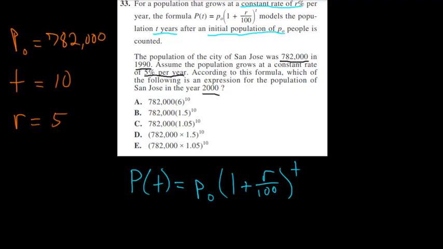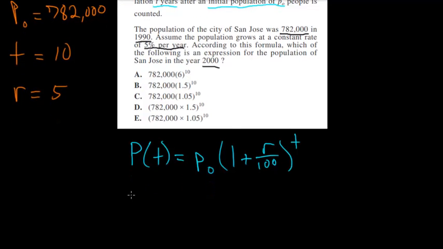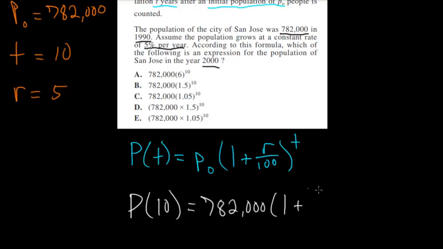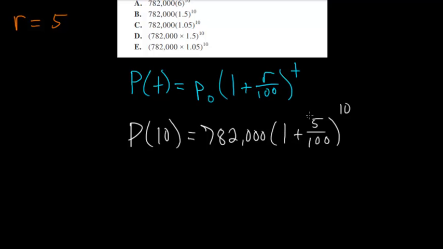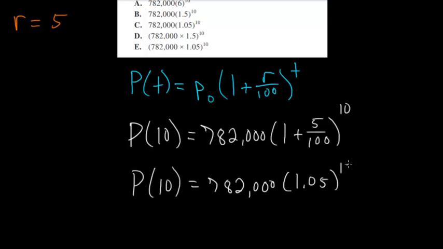Now our next step is to plug in P0, t, and R with these specific values into the formula. The population after 10 years, since t is now 10, is equal to the initial population, 782,000, multiplied by (1 + 5/100), since R is 5, all raised to the t power, which is 10. Now we just have to simplify. Since 1 + 5/100 is 1.05 on the calculator, we have 782,000 times 1.05, all raised to the 10th power.